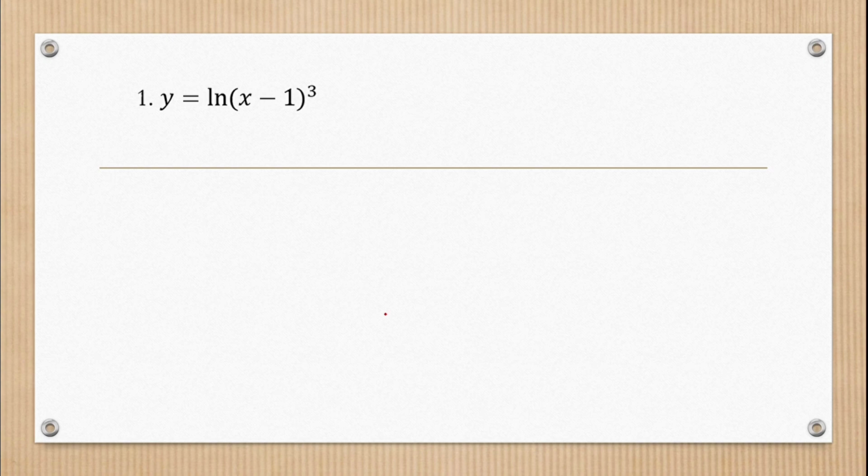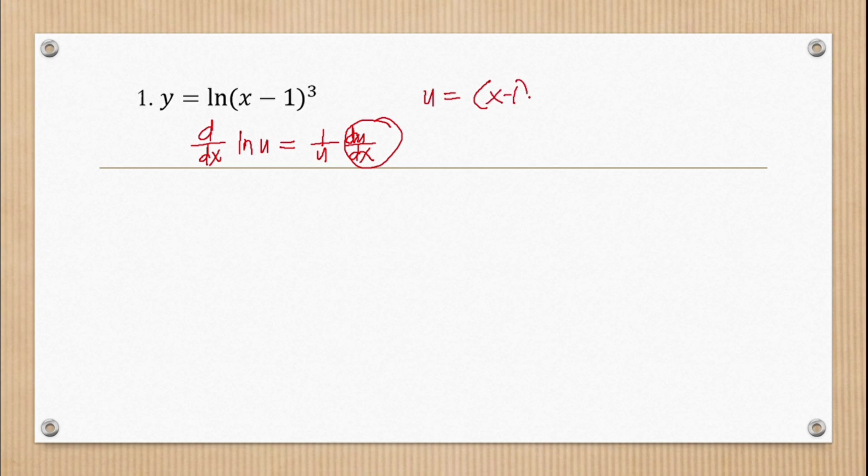y is equal to ln of the quantity x minus 1 cubed. The first thing that we are going to do is define that d over dx of ln u is equal to 1 over u, du over dx. First, we're going to determine the u so that we could get the du over dx. Our u here is (x minus 1) cubed. Therefore, our du over dx is equal to 3(x minus 1) squared.